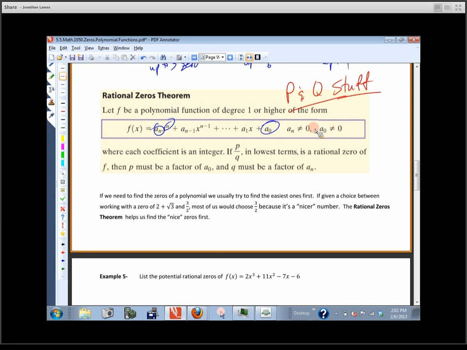P and Q come from the beginning number and the ending number, the coefficient at the beginning and the constant at the end. Now, P is associated with which one? Careful, take a good look. P must be a factor of the end. So this is P, and that makes this Q. So we call it the P and Q stuff, but P has to do with the one on the end. Q has to do with the one at the beginning.